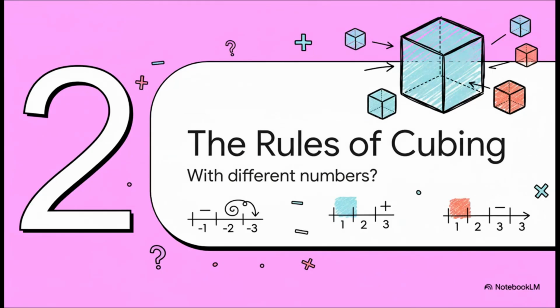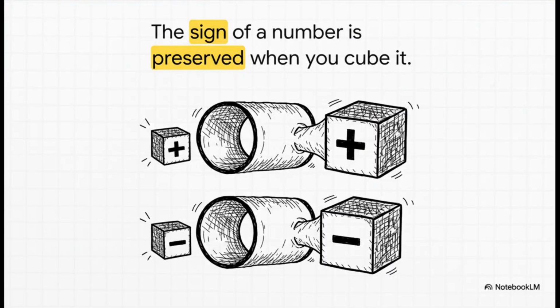So, we've got a handle on what cubing is. Now let's dig into the rules. How does this whole operation work when we start throwing different kinds of numbers into the mix, like negatives? Okay, here is a super important point, a really simple but powerful rule. When you cube a number, its sign stays the same. A positive number stays positive, and a negative number stays negative. The sign just carries right on through the whole calculation.